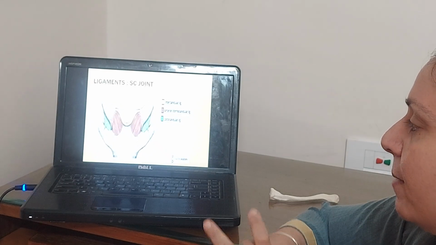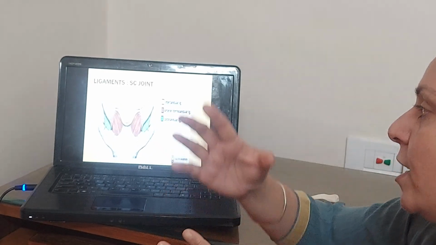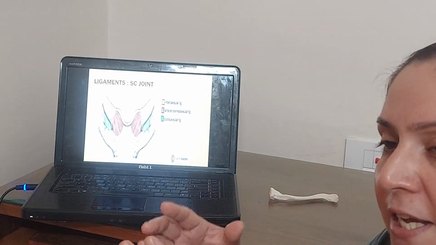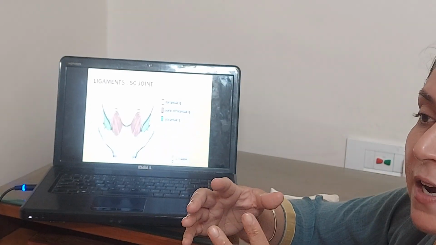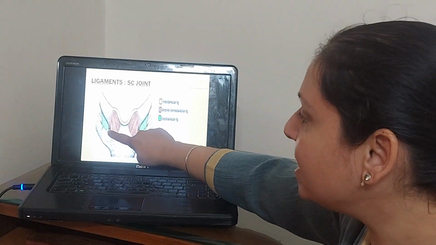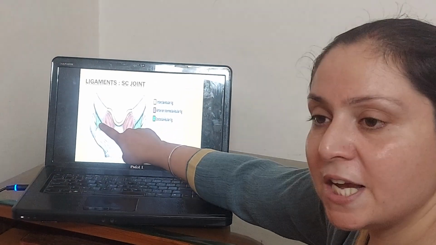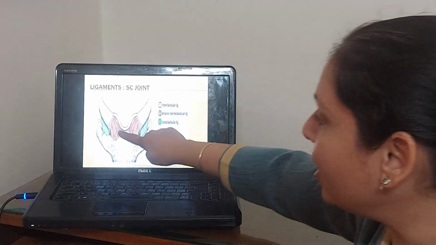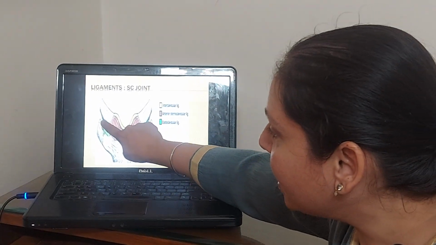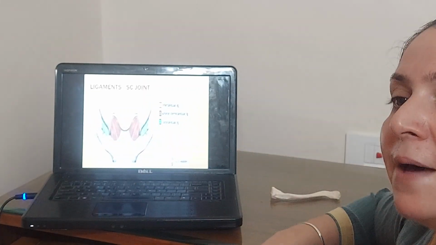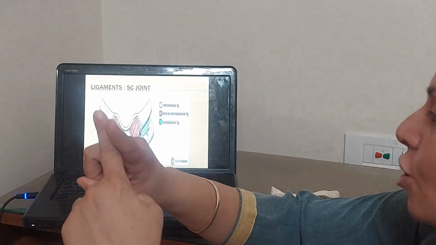This costoclavicular ligament arises from the first rib and goes up to the clavicle. It has two laminas, an anterior and a posterior lamina. The anterior lamina runs laterally, whereas the posterior lamina runs medially. So it forms a cross-like structure.